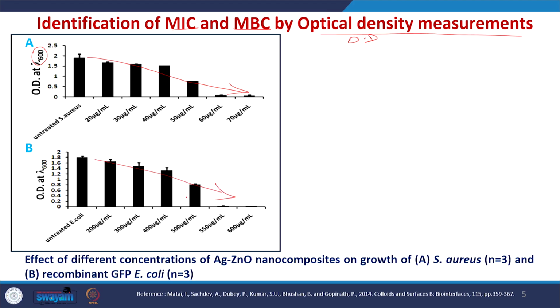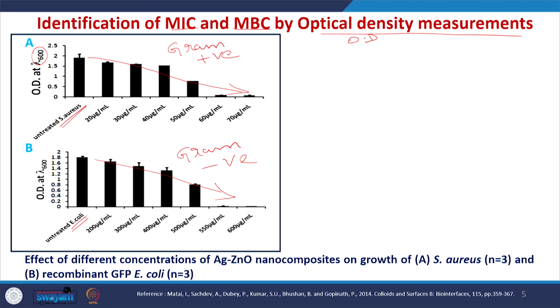And whenever we perform antibacterial studies, we have to use at least 1 gram positive bacteria. In this case, we used Staphylococcus aureus, and at least 1 gram negative bacteria, that in this case we use E. coli. So, we have to use 1 gram positive and 1 gram negative bacteria to understand whether our nanomaterial is having broad spectrum antibacterial activity against both gram positive as well as gram negative bacteria.